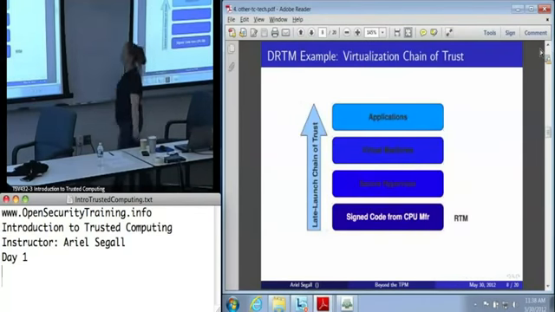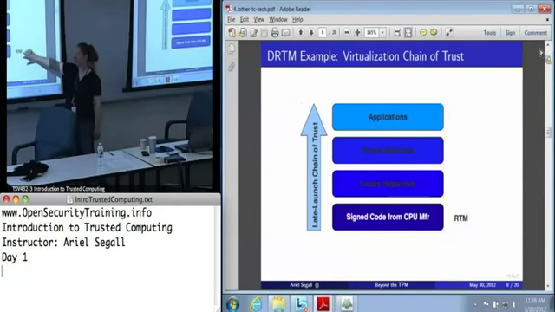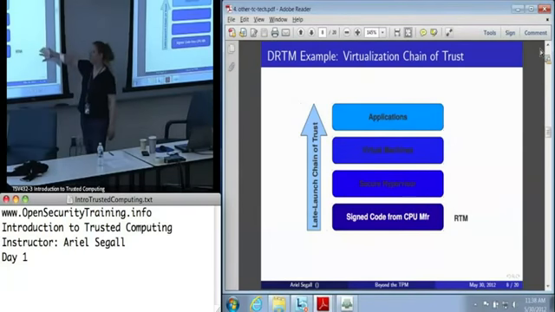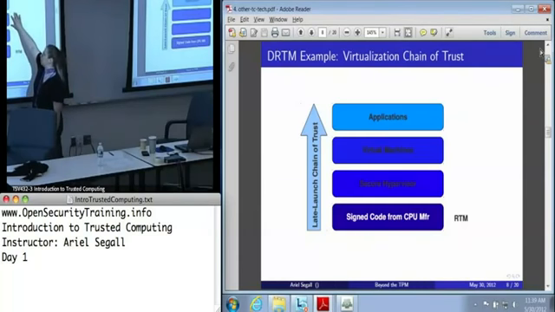So the chain of trust for DRTM is actually pretty darn short. This is an example for a virtualized system that launches from the DRTM. I've got the CPU manufacturer, which measures the... I cannot change that lettering to white right this second. I'm sorry. What this says is the signed code from the CPU manufacturer, secure hypervisor, and virtual machines.